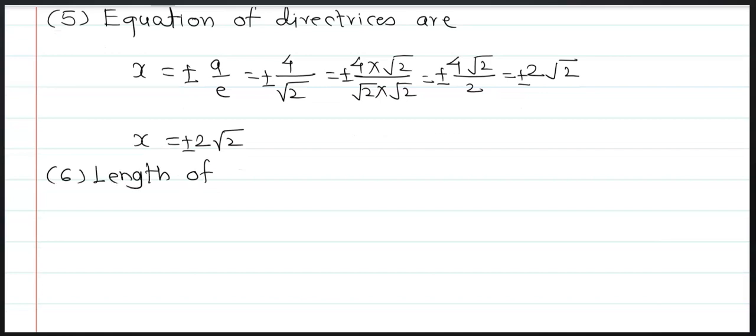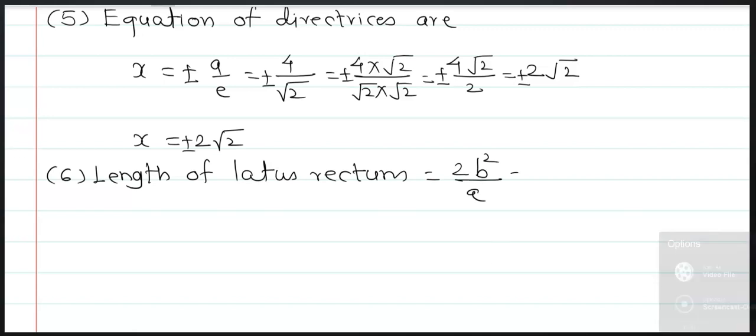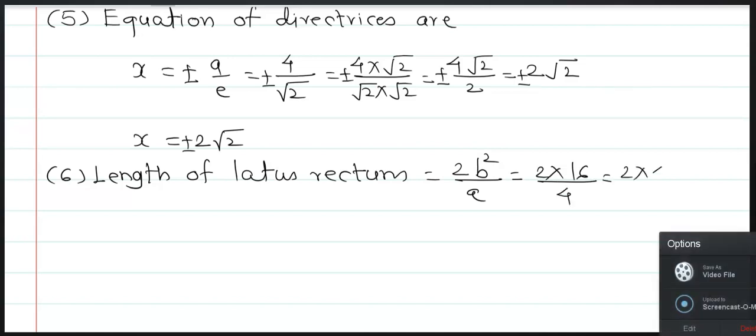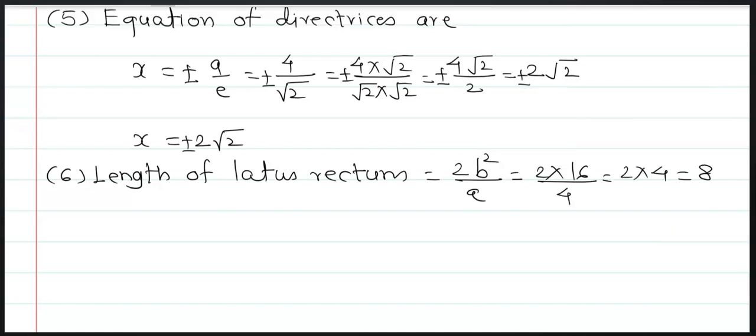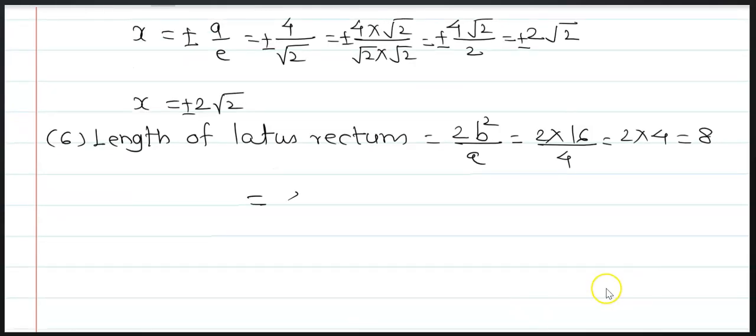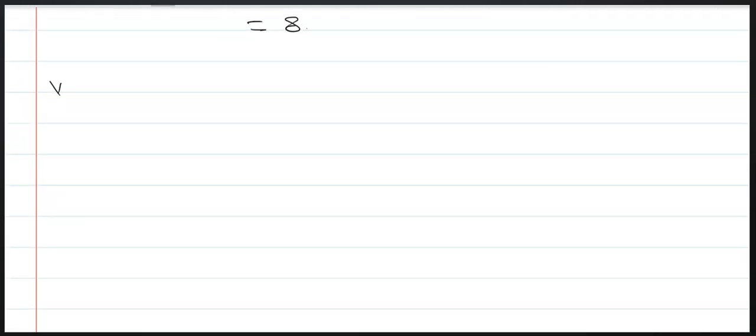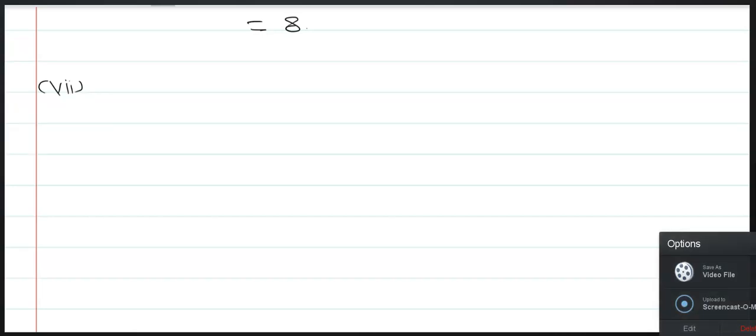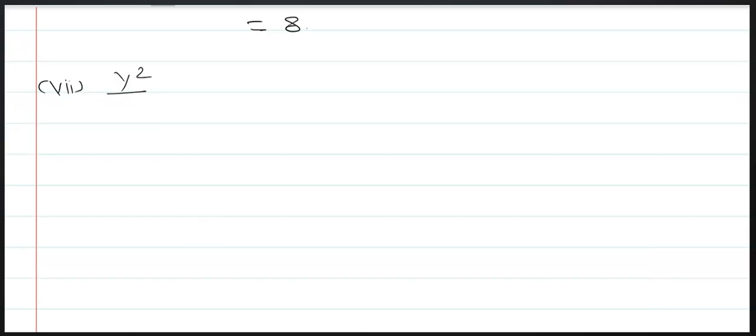Sixth one, length of latus rectum, that is 2b square upon a, 2 into 16 upon 4, that is 2 into 4, that is equal to 8. This is the length of latus rectum. Now seventh one, y square upon 25 minus x square upon 9 is equal to 1.